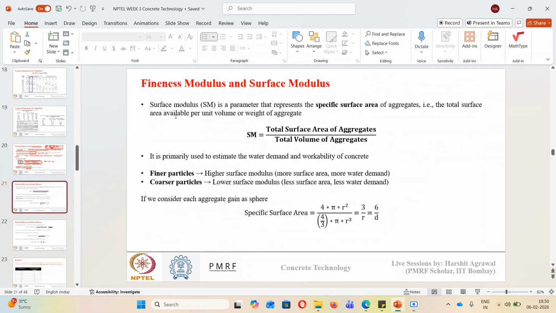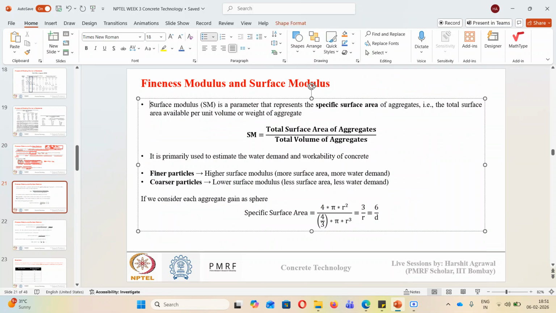Okay, so after fineness modulus, second was surface modulus. It is clear from the term itself, surface modulus represents the specific surface area of aggregate.